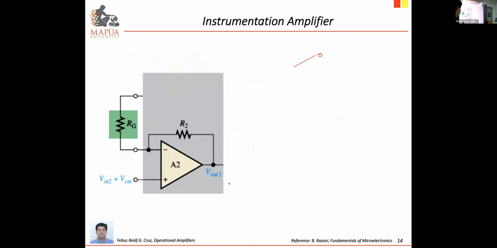Then, so that's it. For amplifier 2, we have V in 2, and this voltage will be reflected on the other input. Then on this side, you have V in 1. Then we label the output here as V out 2.